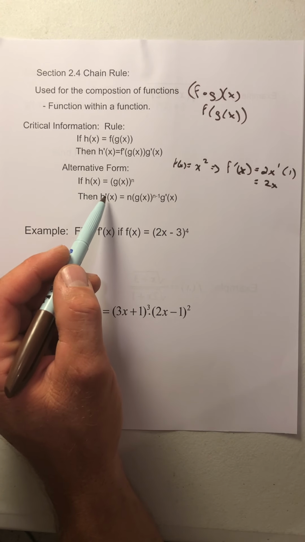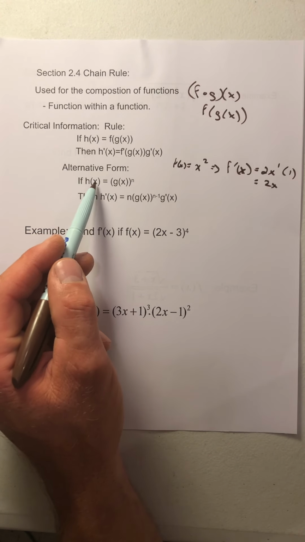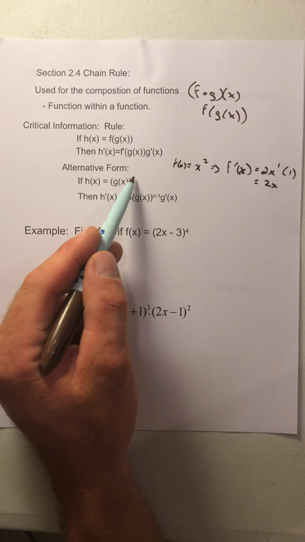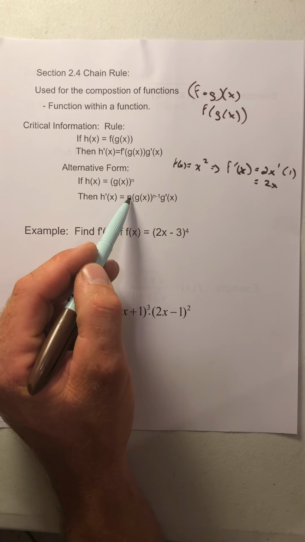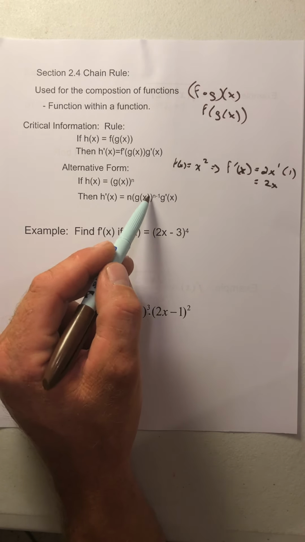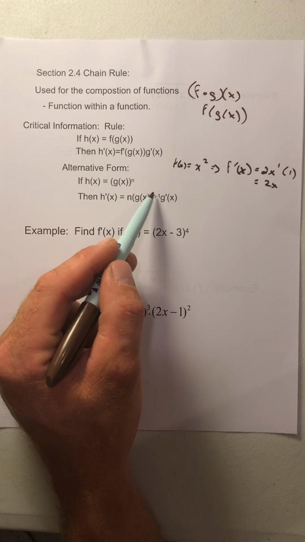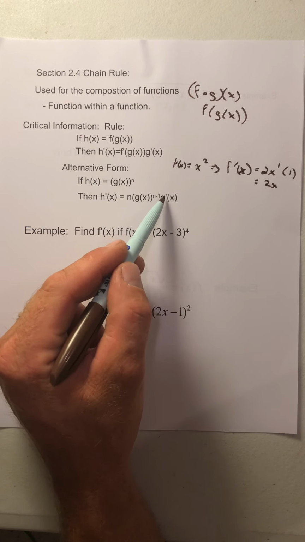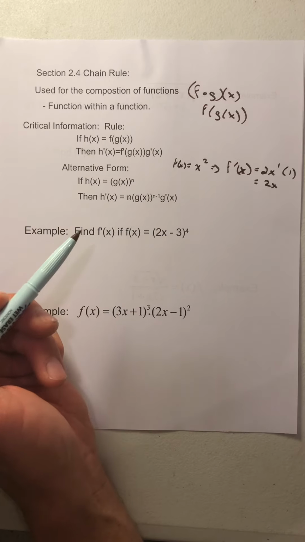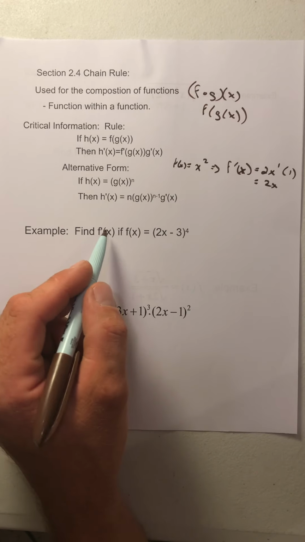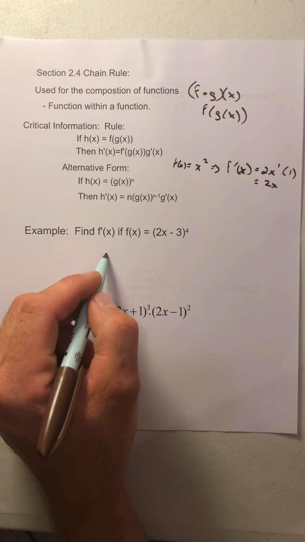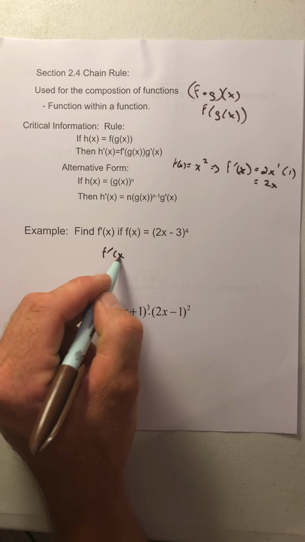So again, if we're given a function as a function to an exponent, we're going to bring the exponent to the front and multiply it to the front. We're going to leave that function the same, decreasing the exponent by 1, and then take the derivative of the inside. What's that going to look like in number form?